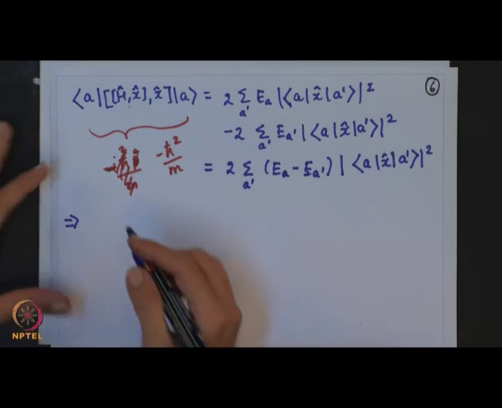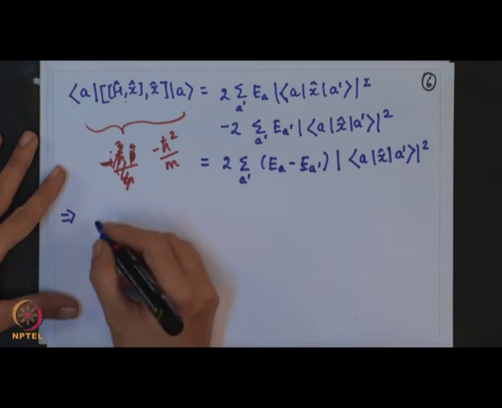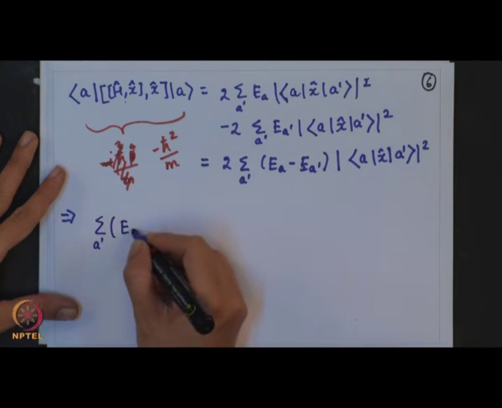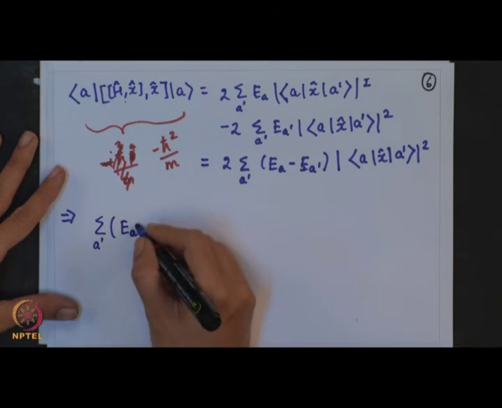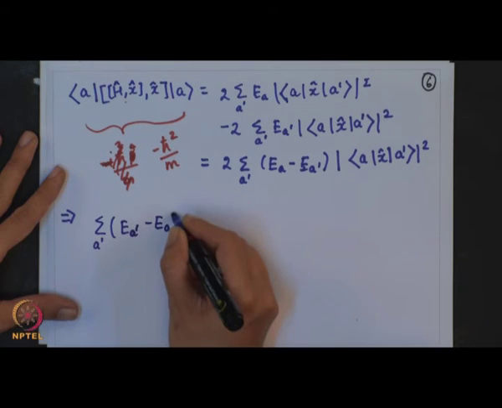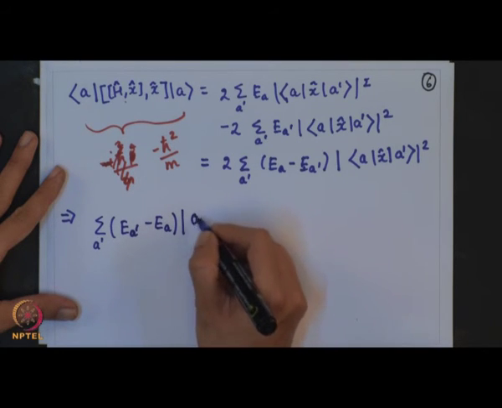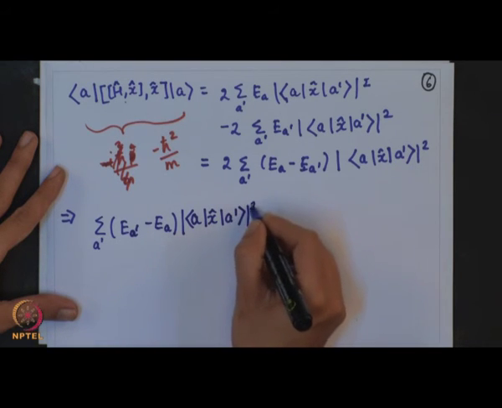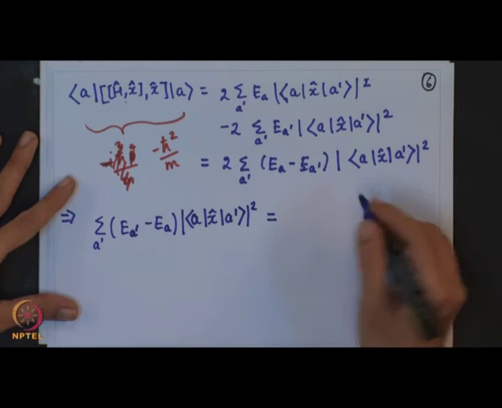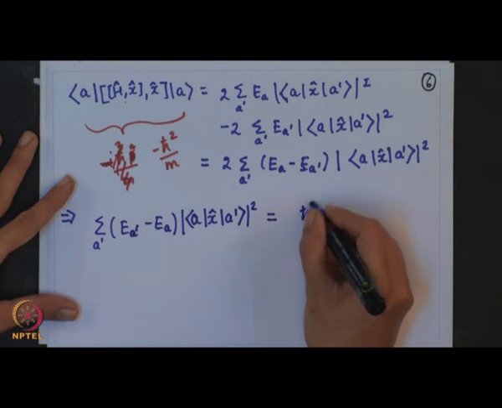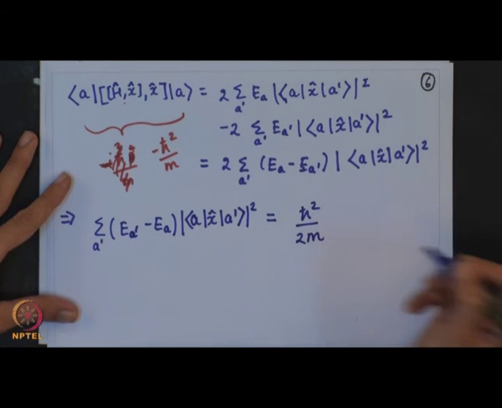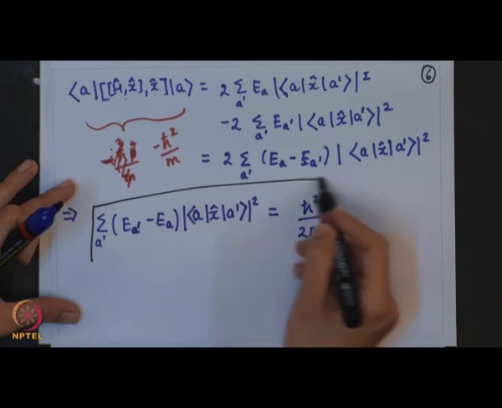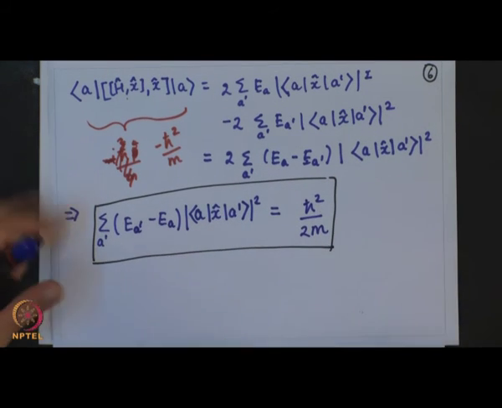Now, let me take this to my left. The quantity in the question, that is E prime minus E_A, times the square term is equal to h cross square upon 2m. That is what was asked of you to show. So, hence shown.